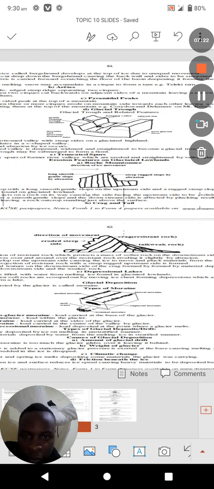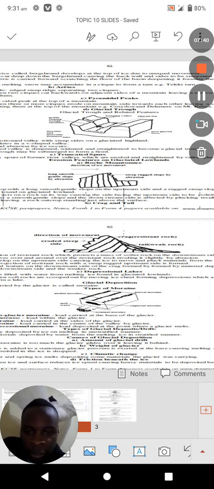Then glacial deposition, whereby you have the types of glacial deposits, or drifts, whereby the material is deposited in a stratified manner.